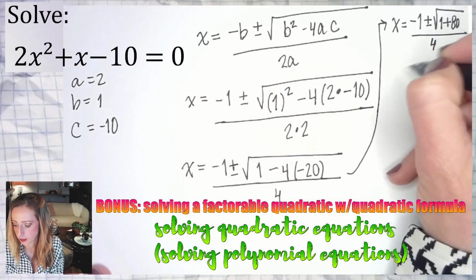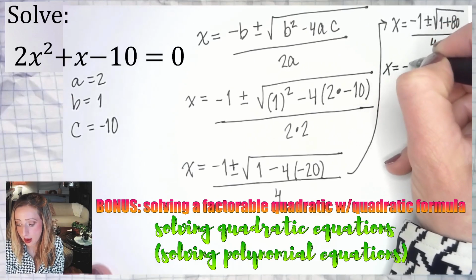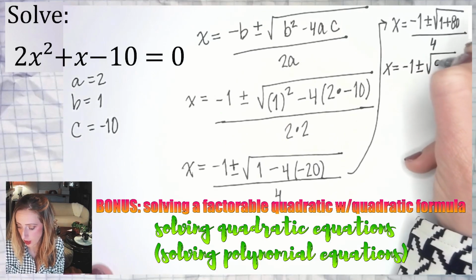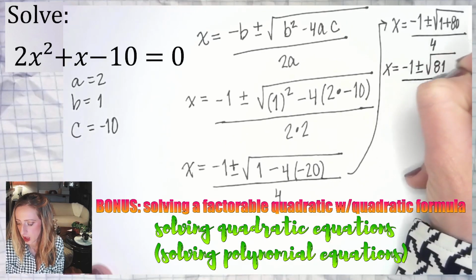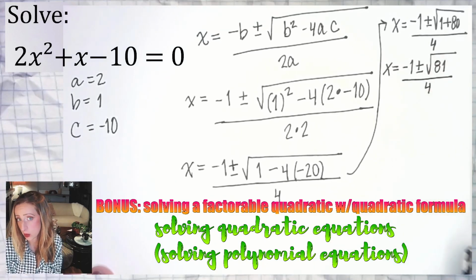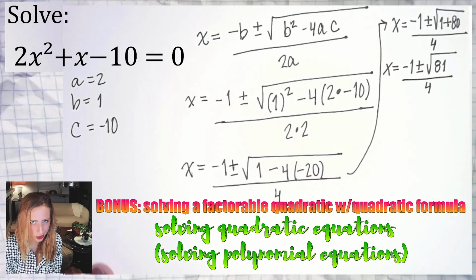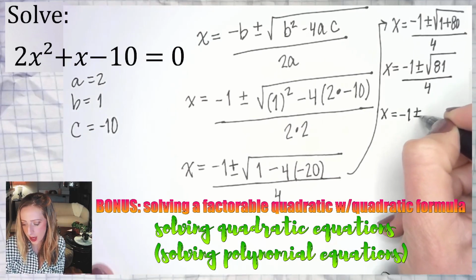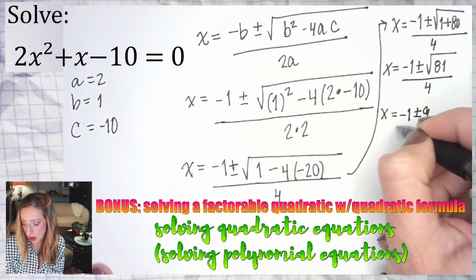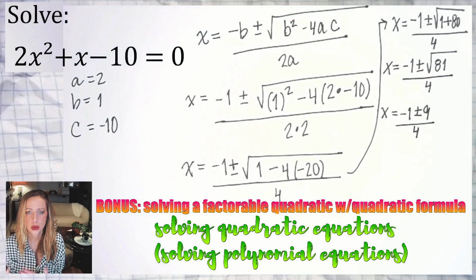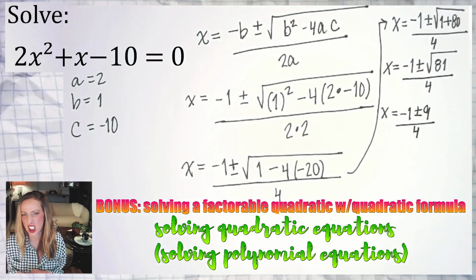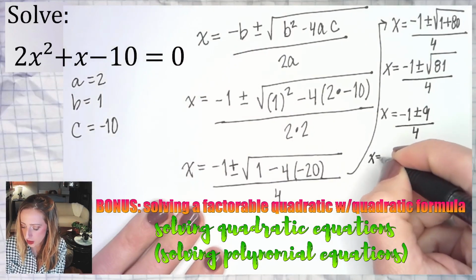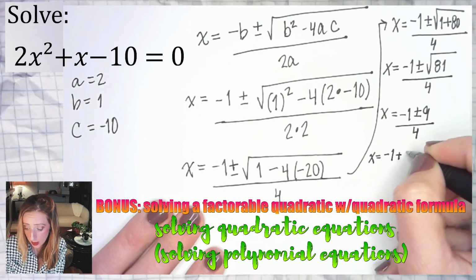Over 4, x equals negative 1 plus or minus, what's 80 plus 1? 81, of course. If only I knew the square root of 81, this would be so much easier. You do. You're so smart. Negative 1 plus or minus 9 over 4. Now, could you leave it like that? I guess. Is that weird? Yeah. How do we separate them? You're going to have two answers. Negative 1 plus 9 over 4.